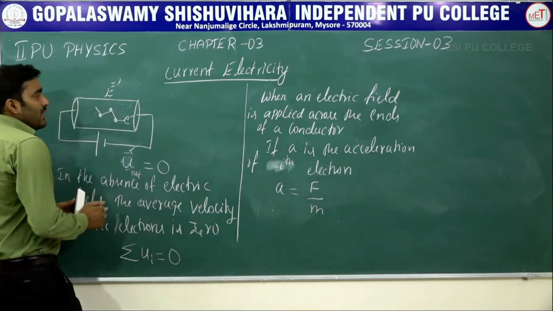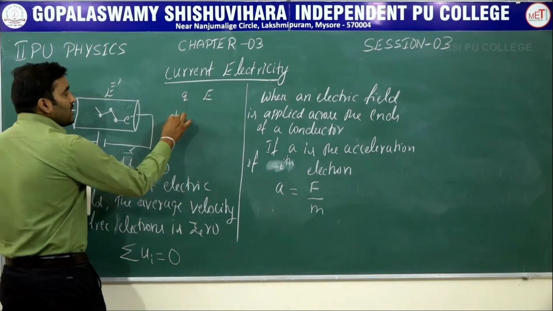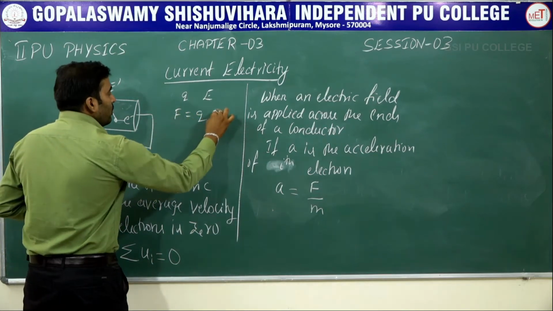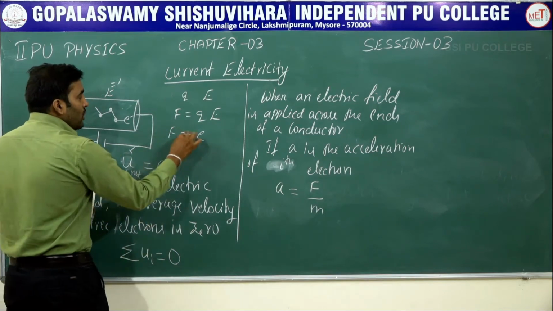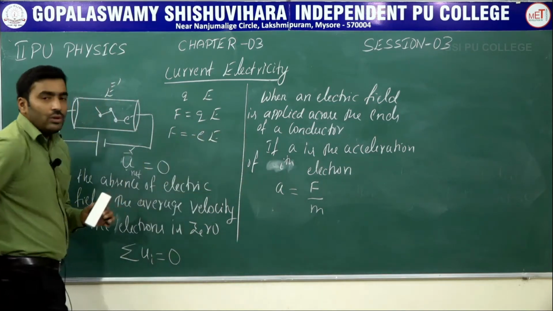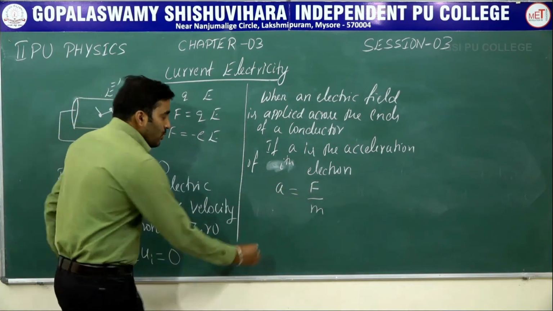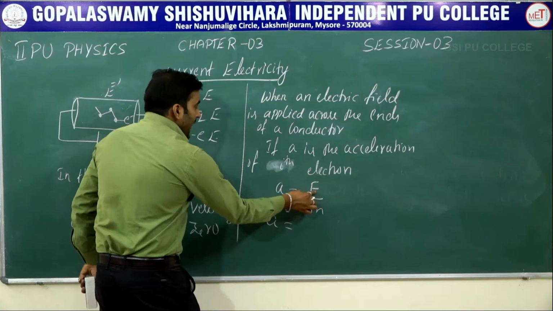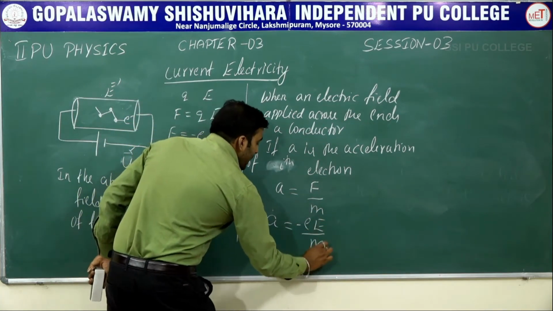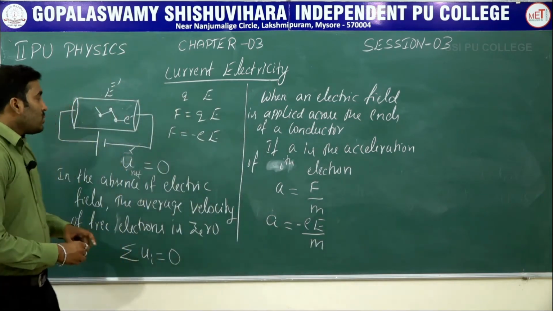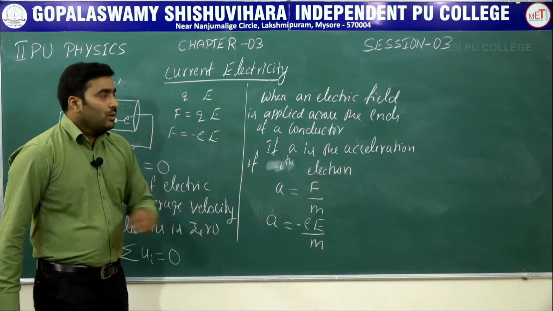We have already made a statement that when a charge is placed in an external electric field, it will experience a force equal to Q into E. But the charge on an electron is taken as minus e, so the force will be minus e into E. Now let us substitute F is equal to minus eE here. So the acceleration is written as A is equal to minus eE divided by m. So every electron in a conductor will have this much acceleration.